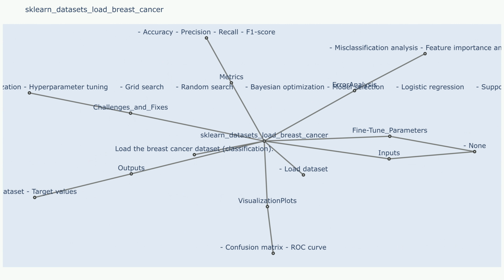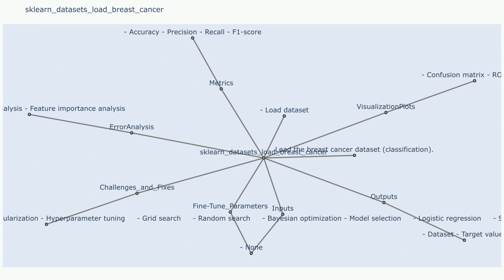Challenge 2: feature scaling. The features have different scales, which can affect the performance of some machine learning models. Sample use case that resulted in challenge 2: a model trained on unscaled features might be biased towards features with larger scales, leading to poor performance.